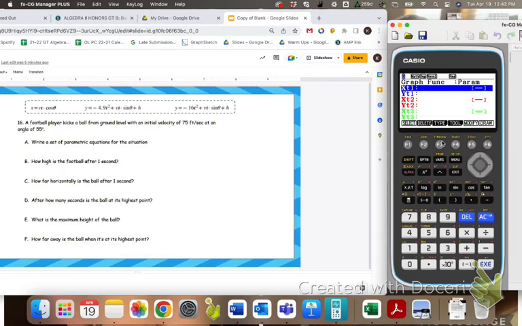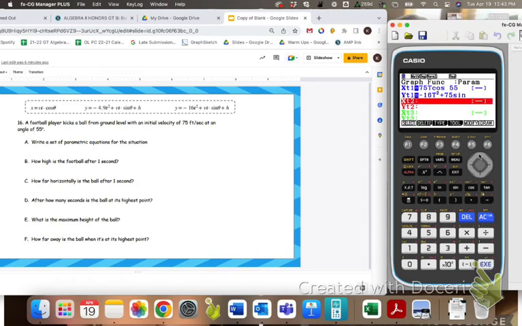So now we can go ahead and type that equation in. So that equation was x equals 75t. Remember, press the normal x button. And then cosine of my angle, which was 55. And then my y equals was negative 16t squared plus 75 sine 55.